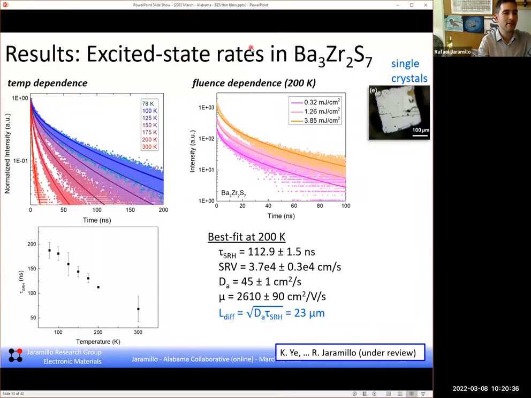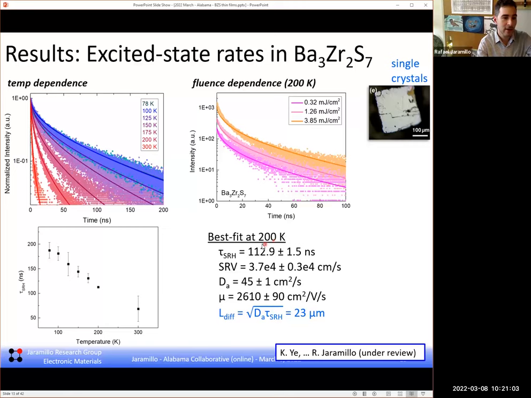But these are the kind of results that we're getting now. So for instance, on a 327 crystal, we can scan temperature dependence and measure the lifetime and do this global fitting where we hold reasonable things constant and let other reasonable things float. We can measure the fluence dependence of the decay curves and fit this all within the context of the semiconductor physics model.